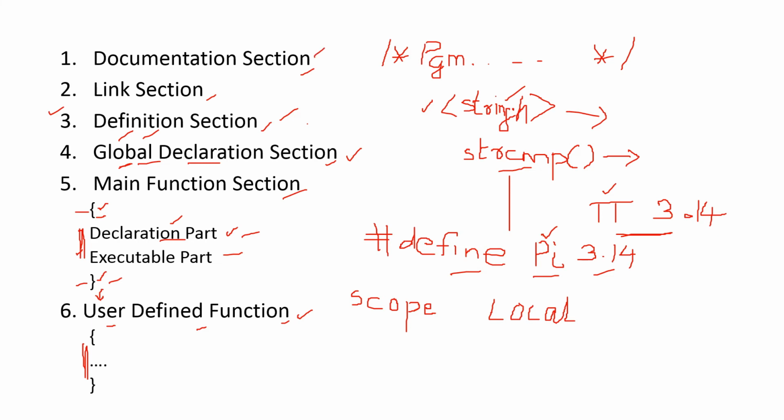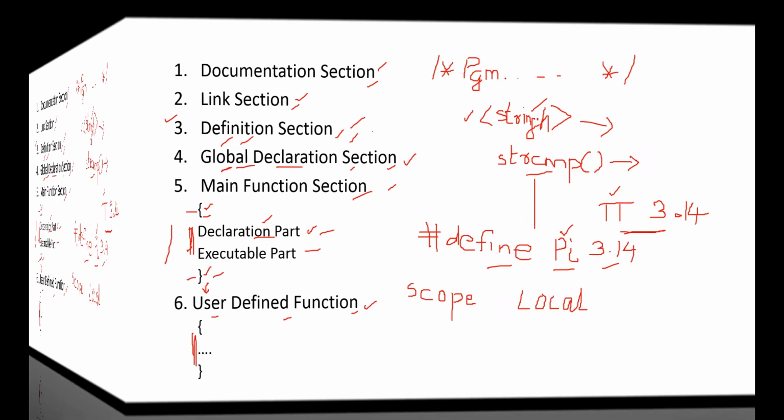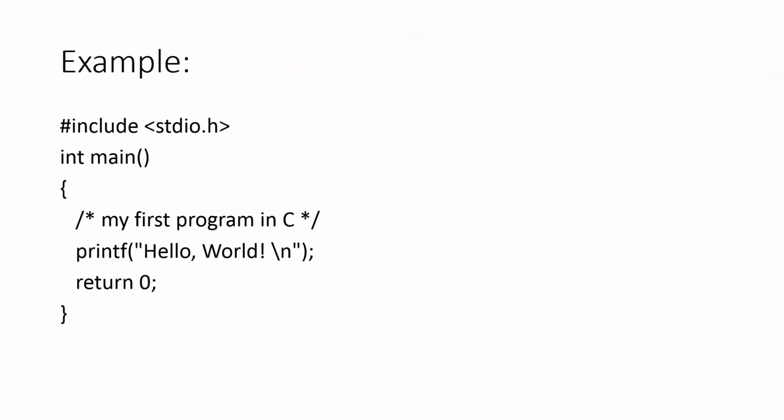Documentation section, if you need it, is optional. Link section, in all programs you are writing the link section. Then comes the definition, then global declaration, this is the order. Then the main function section, the content of the main section, and then user defined function. So let us see the example. Hash include stdio.h, the standard input output header file. So this is the link section.